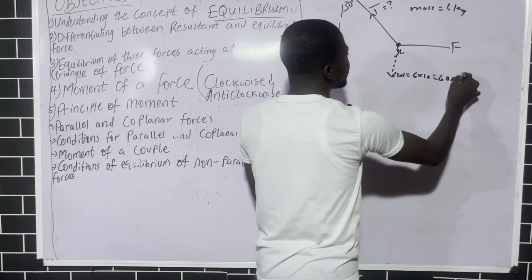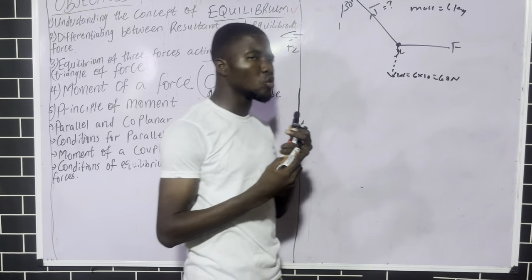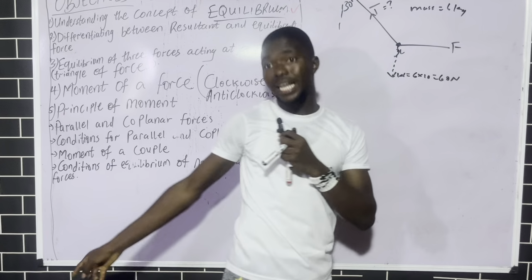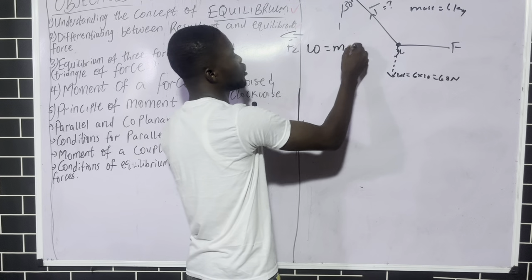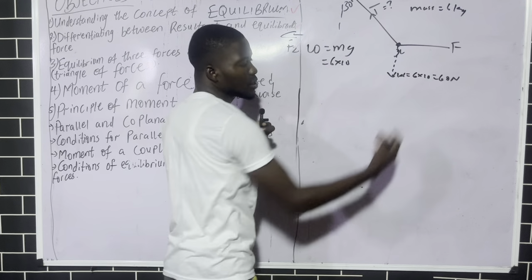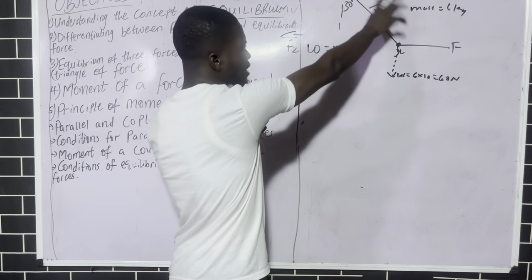That's 60 newtons. If you are confused on how I got 6 times 10, remember weight is equal to what? Mass times gravity. They gave gravity there to be 10. So G is 10. So our formula for weight, W is equal to mg. So that's 6 times 10. That's 60 newtons. Now look at what I've got. These are the 3 forces.